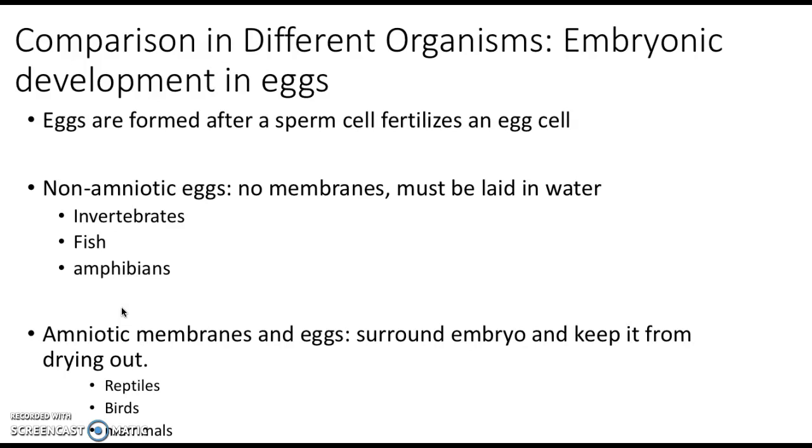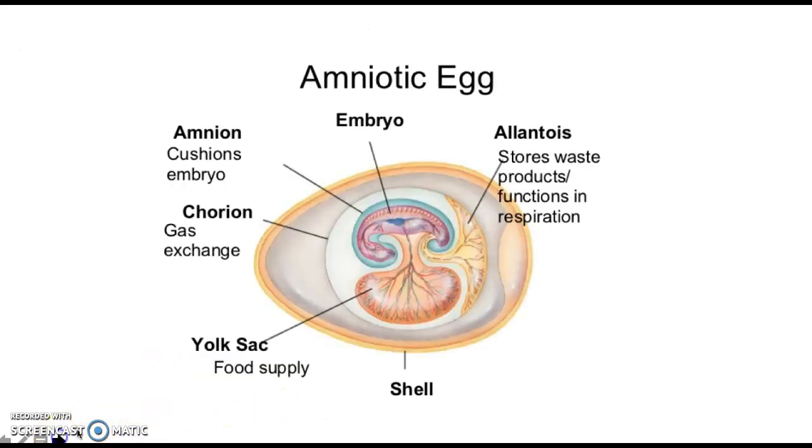So these are eggs that can be laid on land or kept in the female's body to develop. This is used by reptiles, birds, and mammals, and was a pretty big deal in evolution. This is an image of the amniotic egg. So the embryo is right here. If you've ever eaten a chicken egg, this is what it looks like inside if you weren't eating it.